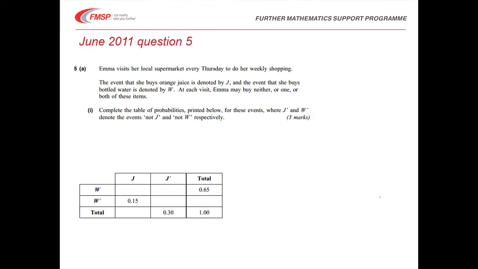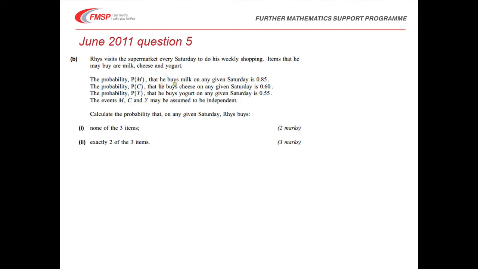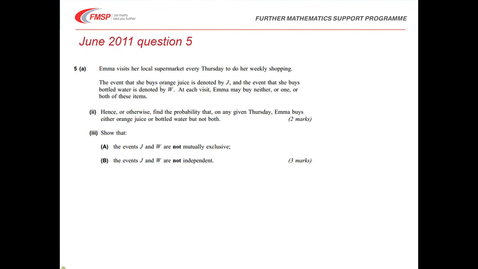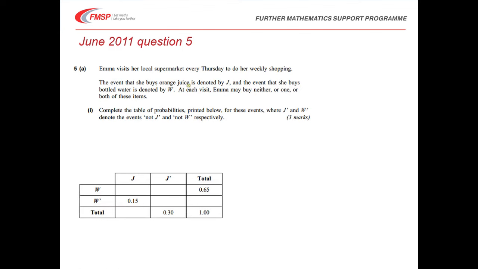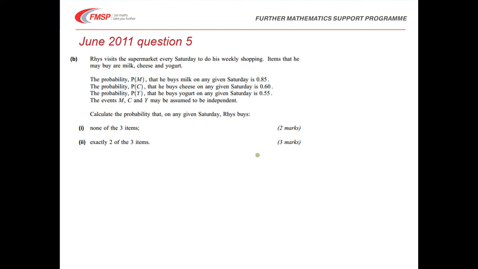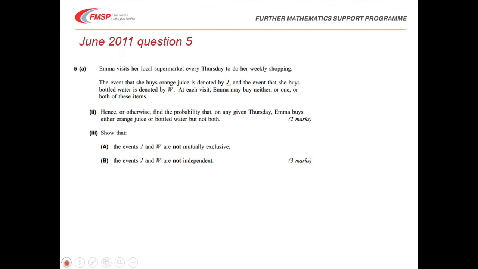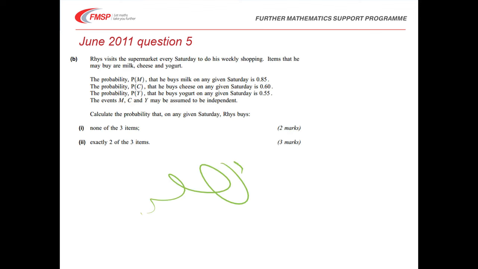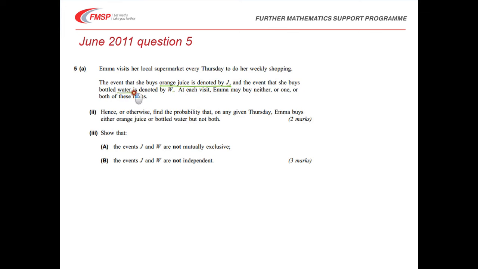Okay, so this is about application. Emma visited her local supermarket every Thursday to do her weekly shopping. The event that she buys orange juice is denoted by J. Now, while reading this question, I think it's always a good idea just to underline things as we go along. Orange juice denoted by J. Okay, and the event that she buys bottled water is denoted by W. So I think it's always a good idea just to annotate those. Okay, water is denoted by W.